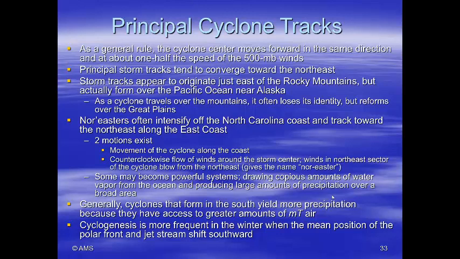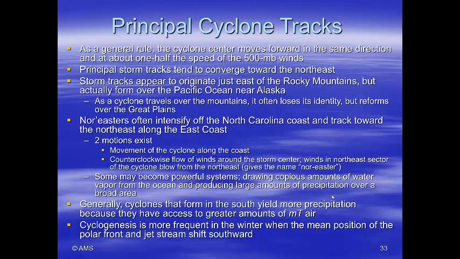The principal storm tracks tend to converge towards the northeast, and the storm tracks appear to originate just east of the Rocky Mountains, but actually form over the Pacific Ocean near Alaska. As the cyclones travel over the mountains, they often lose their identity and reform over the Great Plains. The nor'easter often intensifies off the North Carolina coast and tracks towards the northeast along the east coast.